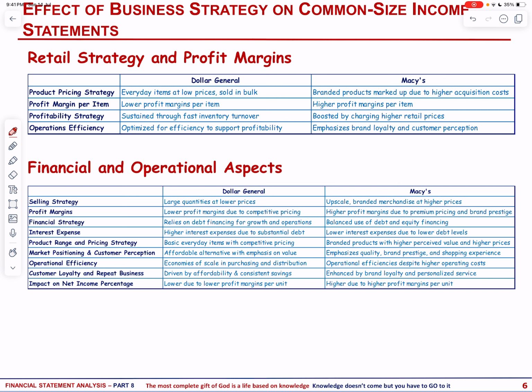Regarding customer loyalty and repeat business at Dollar General, lower prices at discount stores foster customer loyalty and encourage repeat visits. Shoppers who find good deals are more likely to return for future purchases. Customers perceive discount stores as reliable sources for affordable goods. This strengthens the store's position in the market by increasing customer retention.